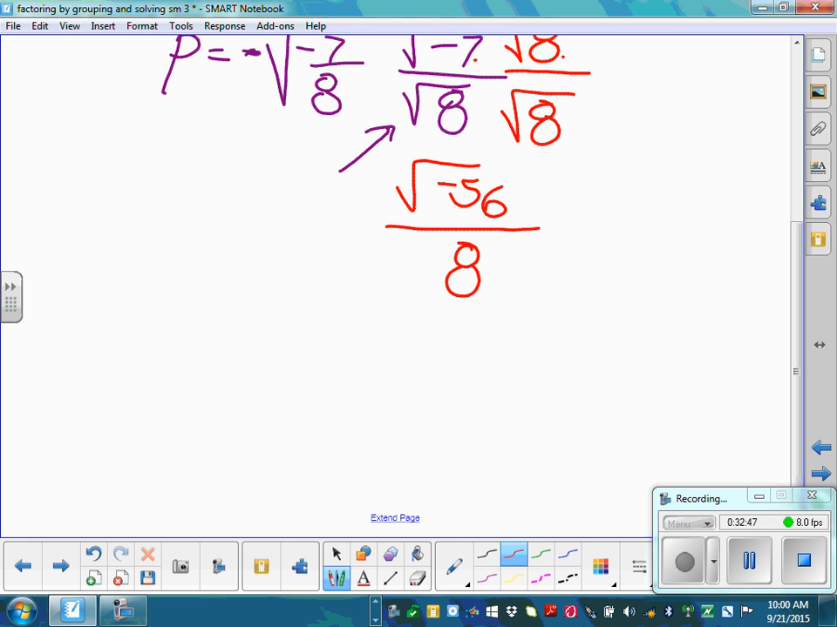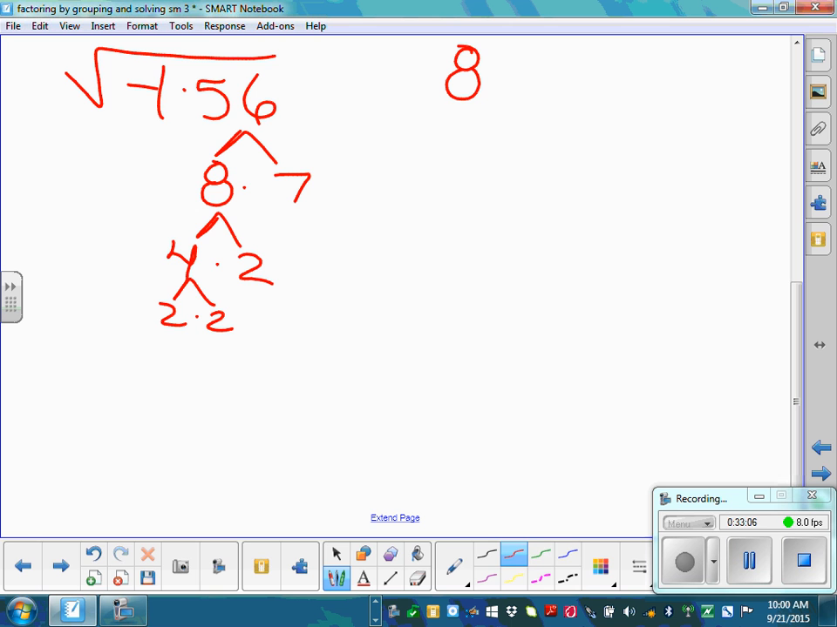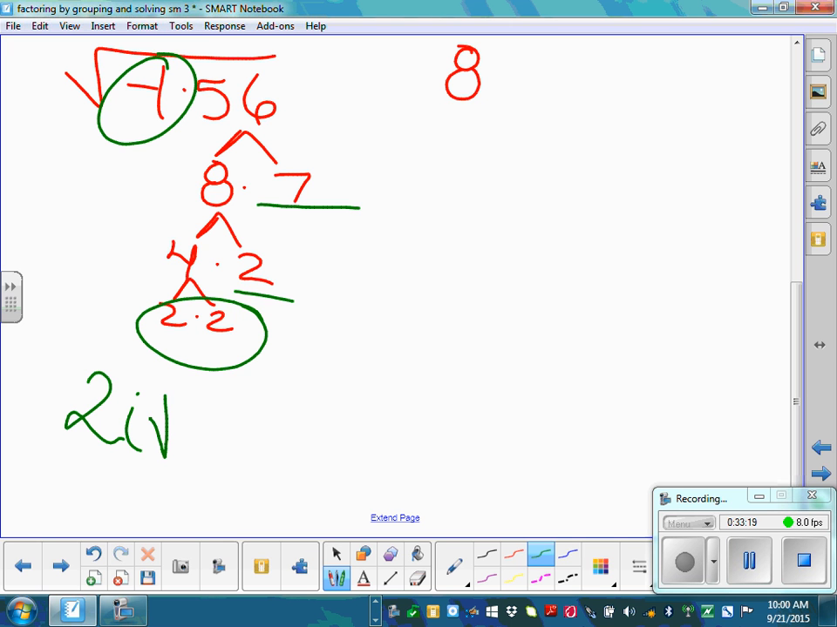So then you go off to the side and say, I'm going to break down the square root of negative 56. We know that's the square root of negative 1 times 56. 56 breaks down into 8 times 7. 8 breaks down into 4 times 2, and 4 breaks down into 2 times 2. Now we're pulling out groups of 2. We have two 2's right there. We can't pull out that other 2, there's not another 2. We can't pull out the 7. We do pull out the negative 1. So what I circled, what I pulled out, was a 2 and an i, and then left underneath was the square root of 2 times 7, which is 14.